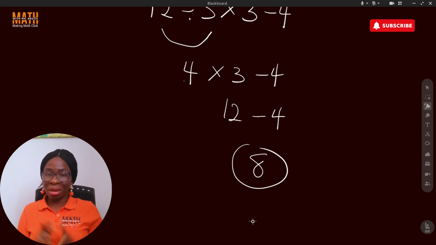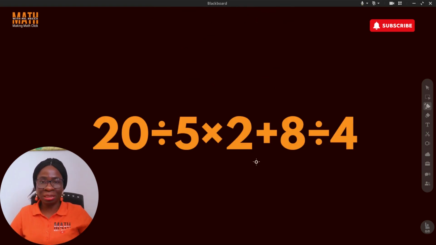Every step matters. You go from left to right whenever multiplication and division appear together, and whenever addition and subtraction appear together, you move from left to right. Now let's test your new understanding. Solve this: 20 divided by 5 times 2 plus 8 divided by 4, and leave your answer in the comments.